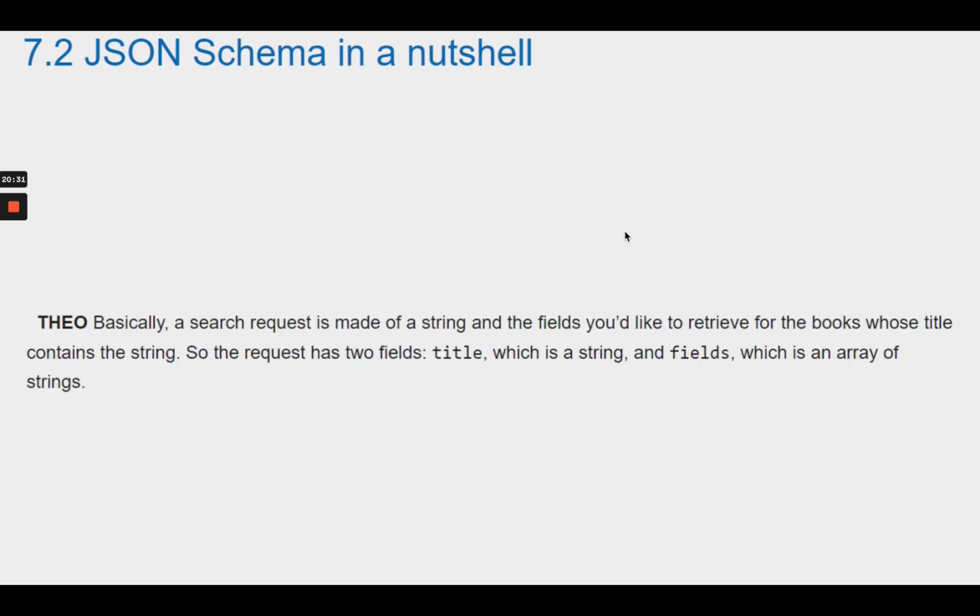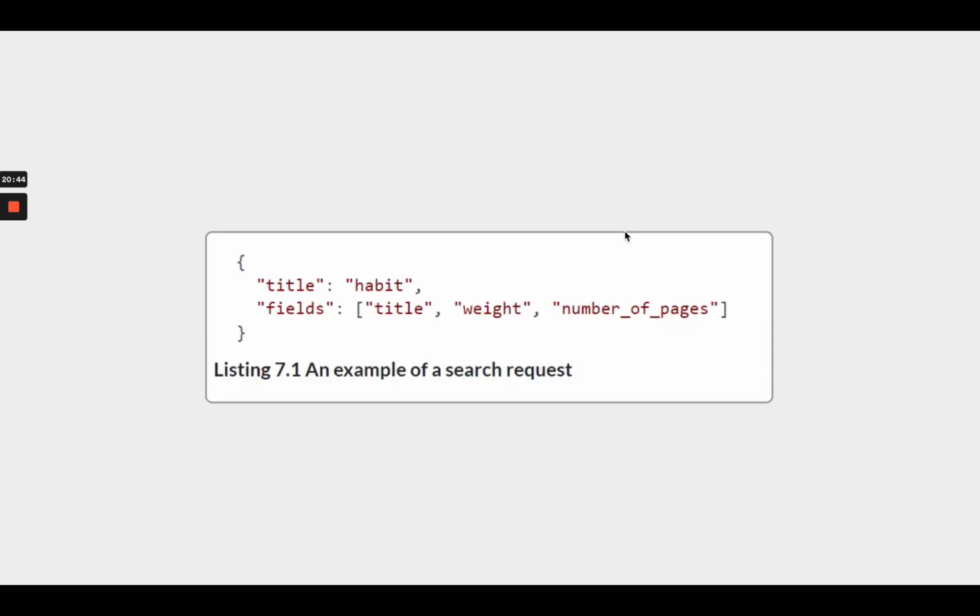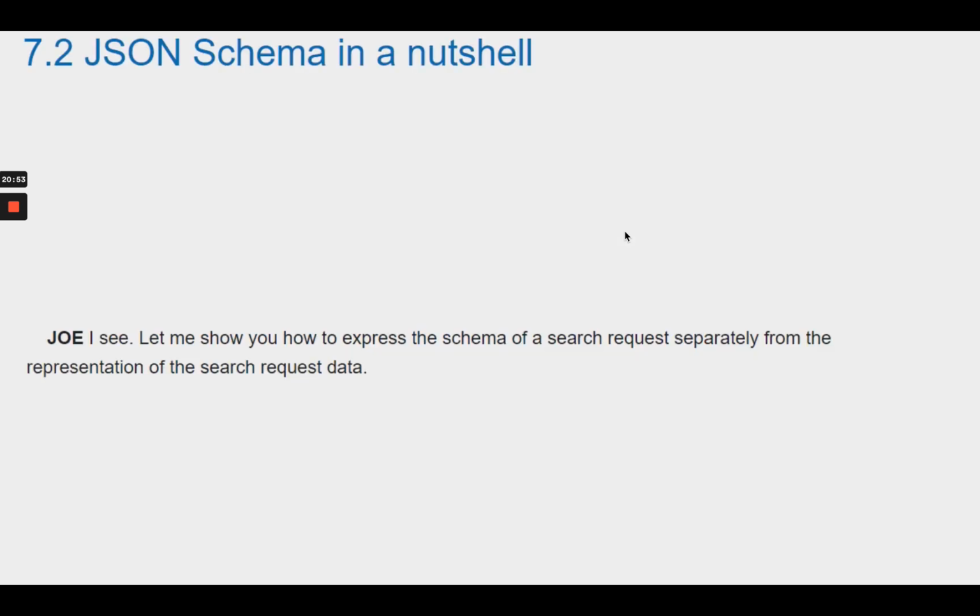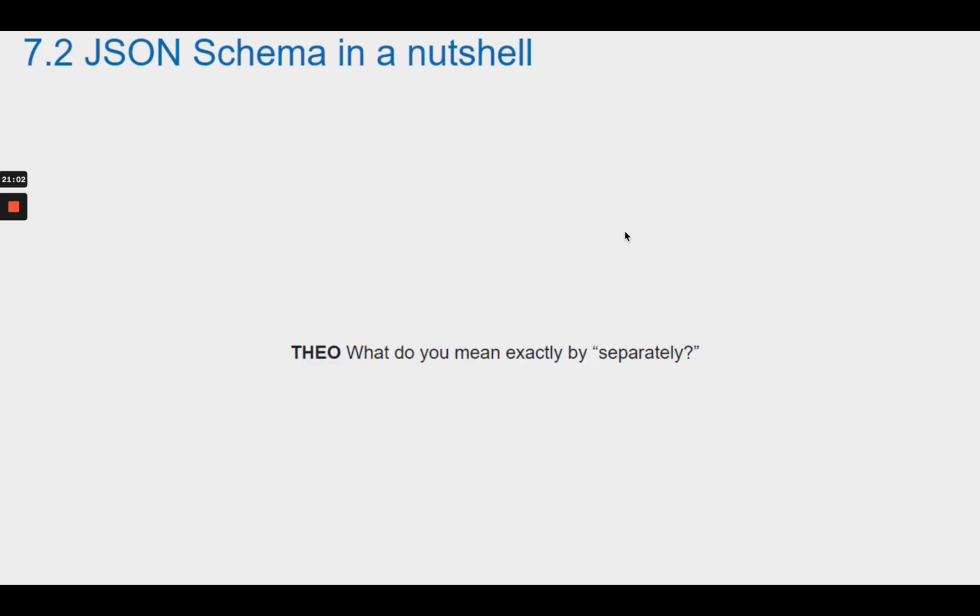Theo: Basically, a search request is made of a string and the fields you'd like to retrieve for the books whose title contains the string. So the request has two fields, title, which is a string, and fields, which is an array of strings. Theo quickly writes on the whiteboard. When he finishes, he steps aside to let Joe view his code for a search request. Joe: I see. Let me show you how to express the schema of a search request separately from the representation of the search request data.